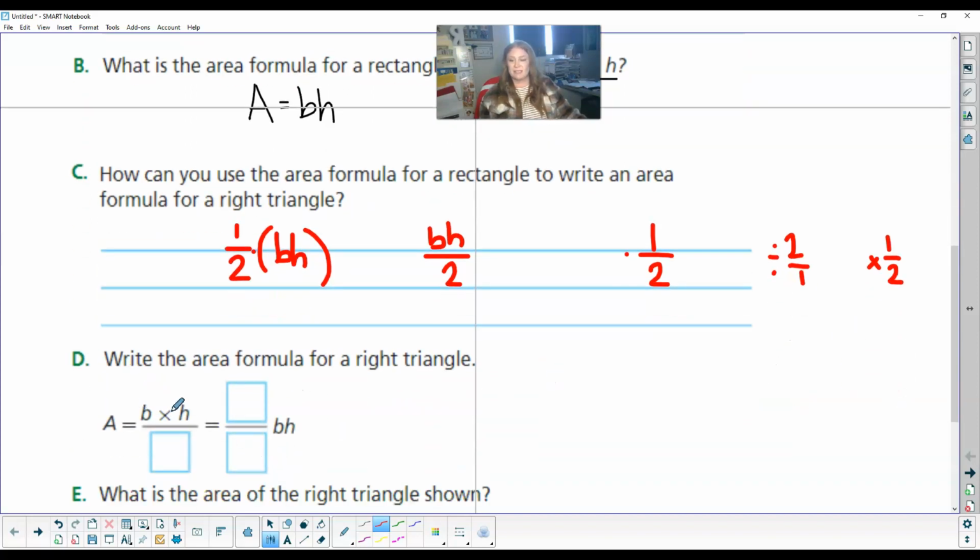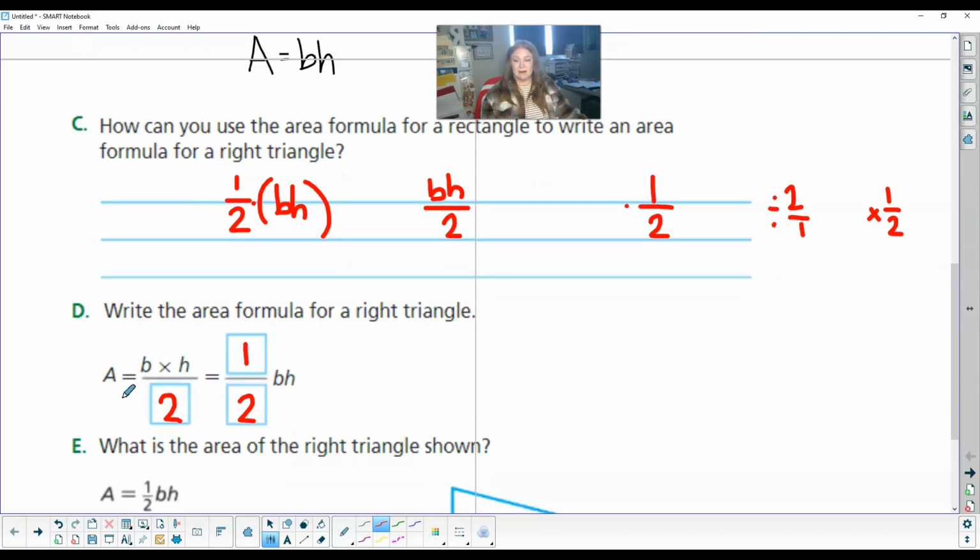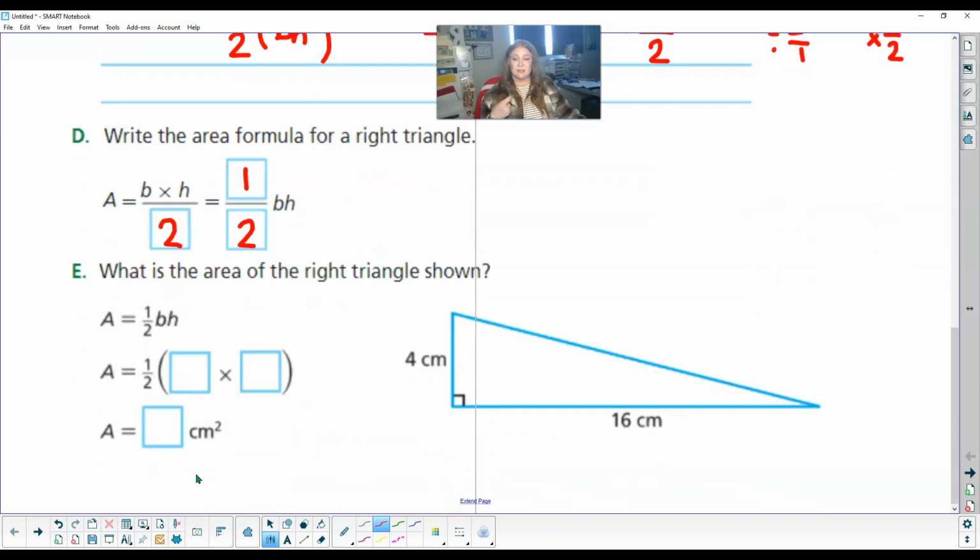So with base times height, what we have to do is cut it in half or times it by 1/2. All of these equal the same thing and are going to give you the area of a triangle. So let's see if we can figure out this one together.